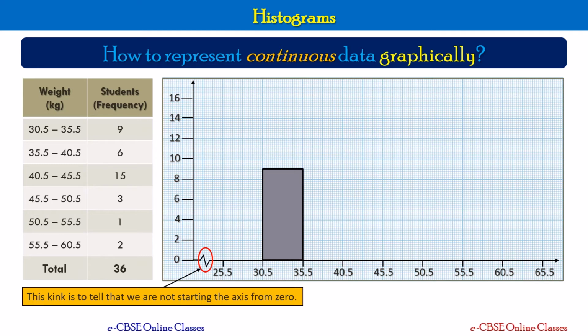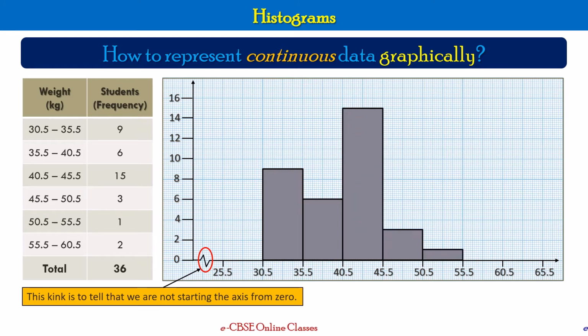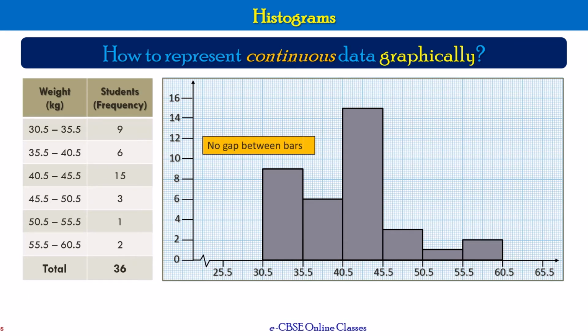And the second class 35.5 to 40.5, it has value up to 6. So similarly for all other classes I construct different rectangles. Okay, this completes the construction of histogram. Notice here that there are no gaps between the bars.